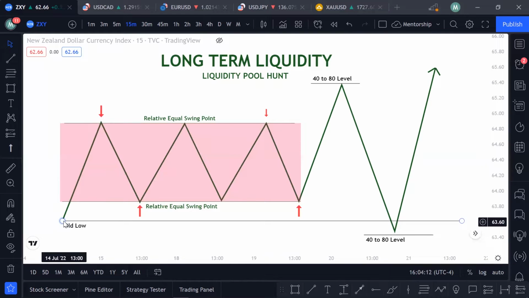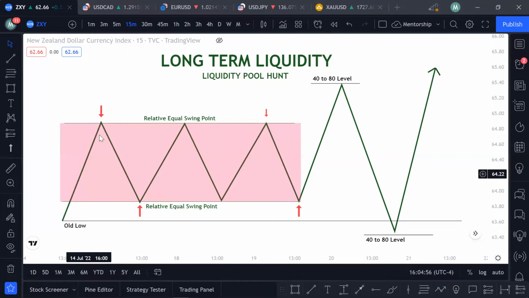Between this low and this high, we must have relative equal highs and relative equal lows, both sided, 2 sides. Between this low and the new high, we must have a consolidation that at least gave us relative equal swing points. It must give us relative equal highs and relative equal lows. And once we talk about relative equal highs and lows, you know that these are retail traders playing support and resistance. This is what happens in this concept.